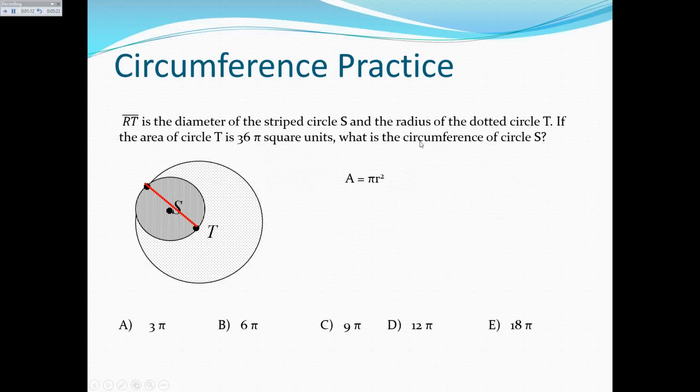And we're wanting to find the circumference of this circle right here. So what would it be? Of course, 6 pi.